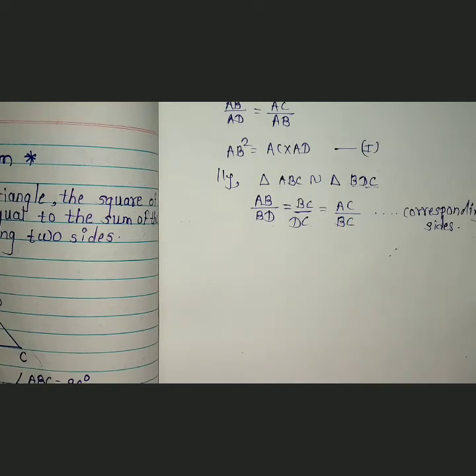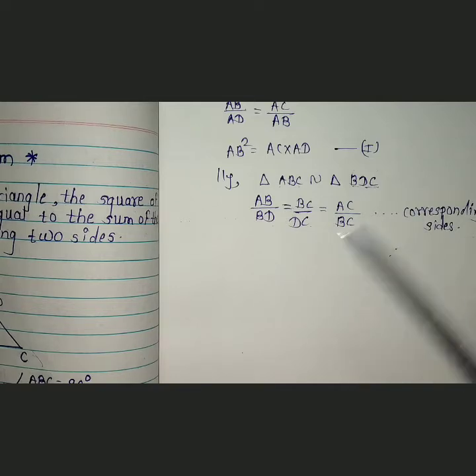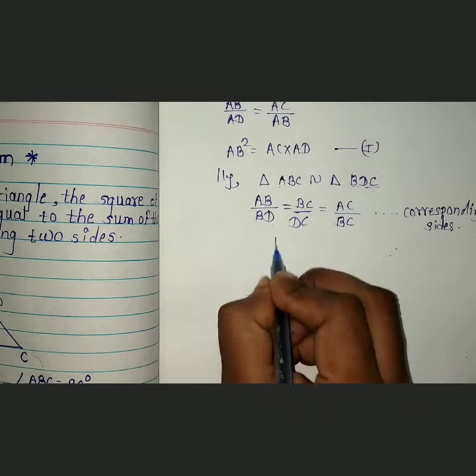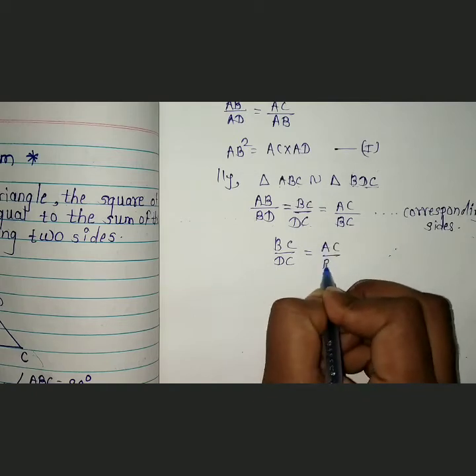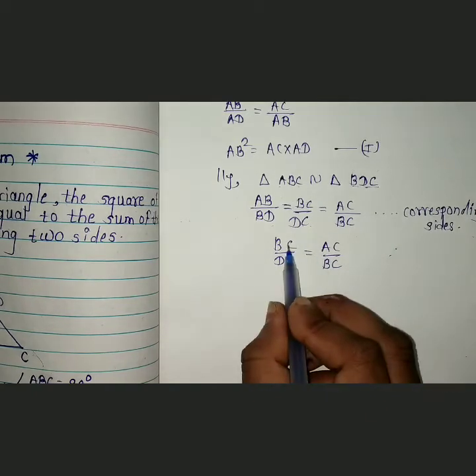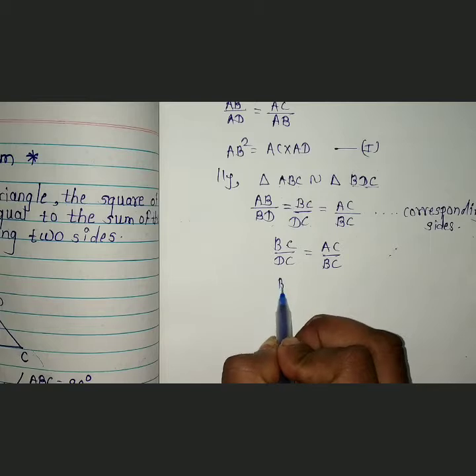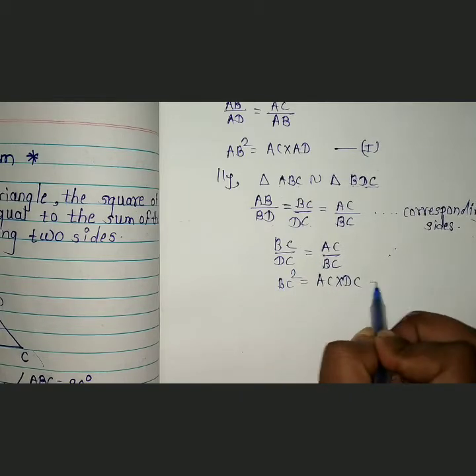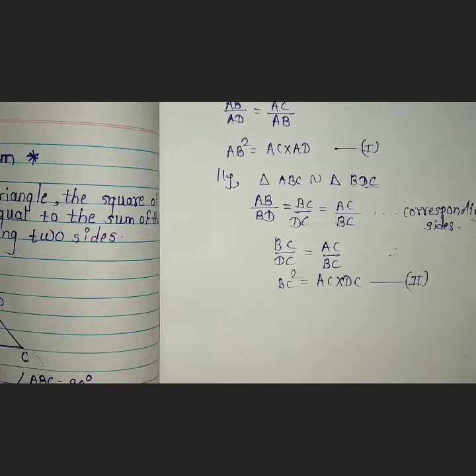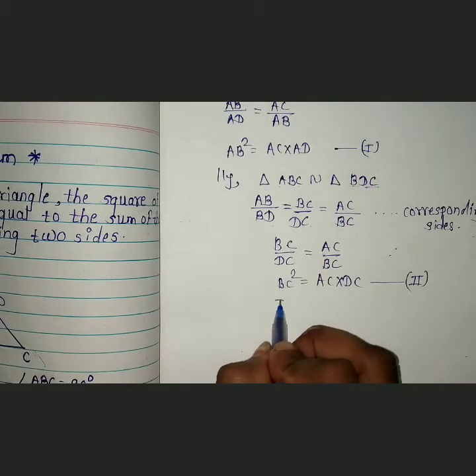Now take two ratios with equal sides. Here BC upon DC, here AC upon BC, here BC and here also BC. Therefore, BC upon DC is equal to AC upon BC. Cross multiplication, BC into BC, BC square is equal to AC into DC. Give the number second.